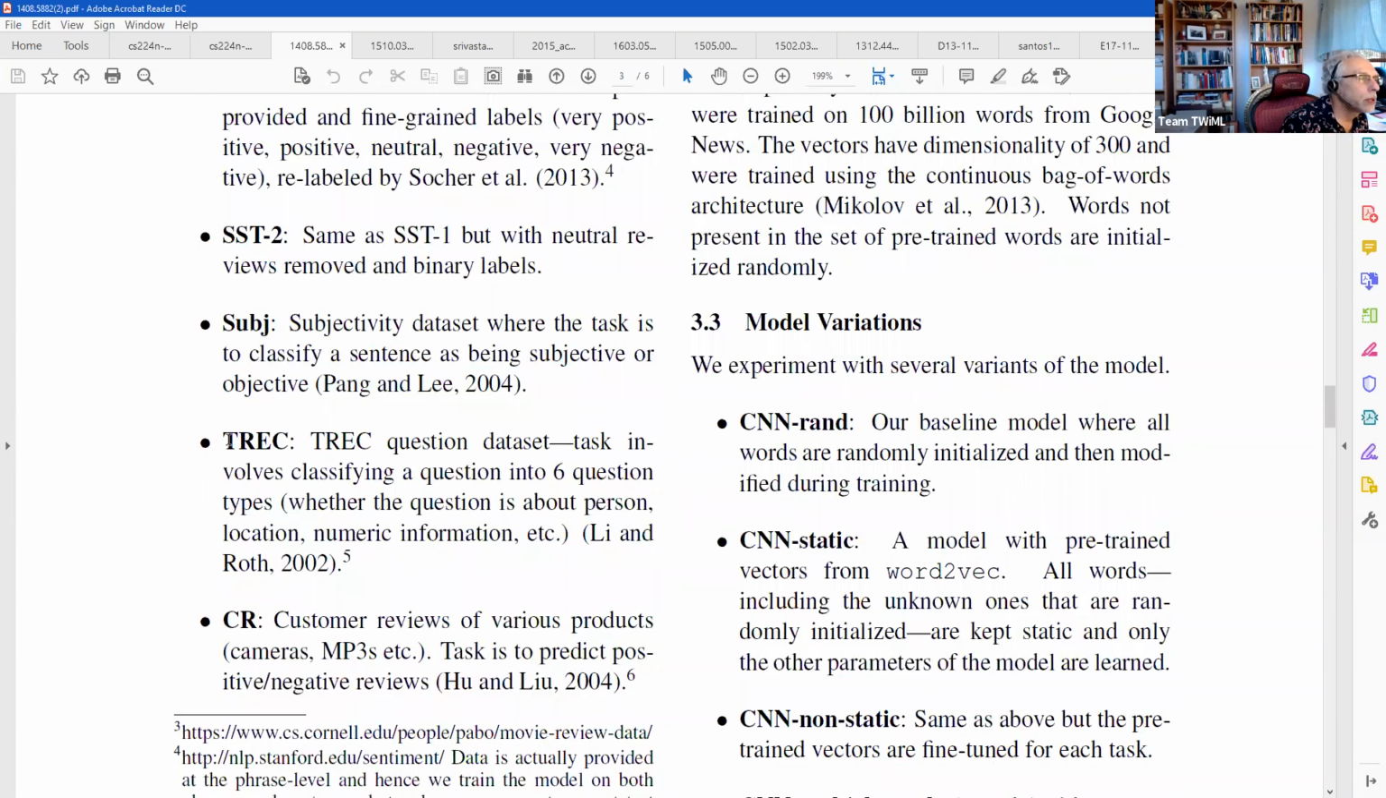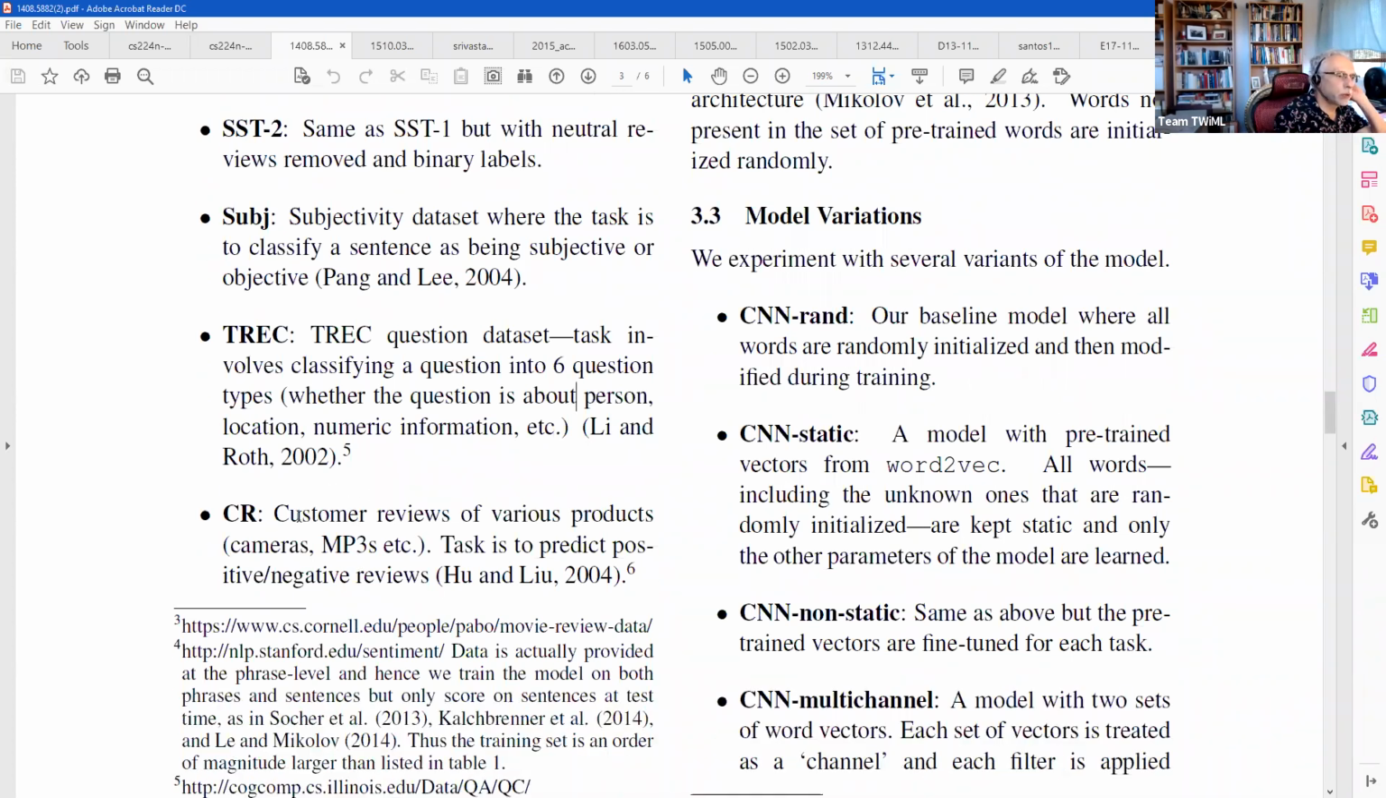And then this one is TREC, classifying a question into 6 question types. So this is kind of related to the question answering problem that he's having everybody do in this class. And it's old, from 2002. So here you just have to classify whether the question is about a person, about a location, about numeric information, and altogether 6 classes.